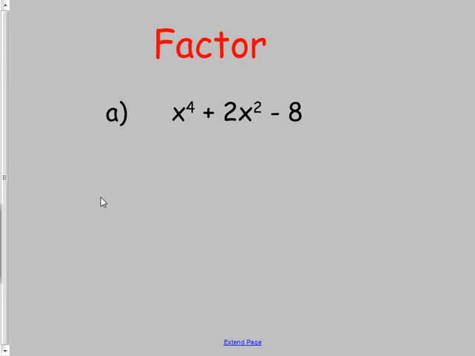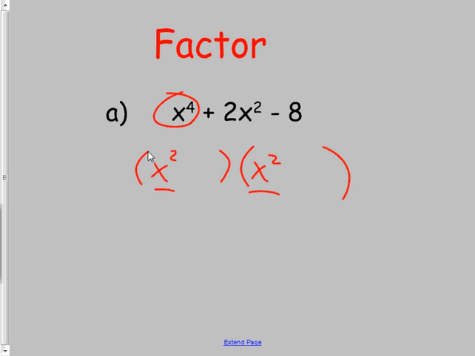So here's the first problem that you run into, and it's factor that. Now this one starts off fairly easy because you can factor this the way you've always factored things. Take two sets of parentheses, and you figure out what would go here and here. That would make x to the fourth. That's pretty easy. What would it be? X squared and x squared.